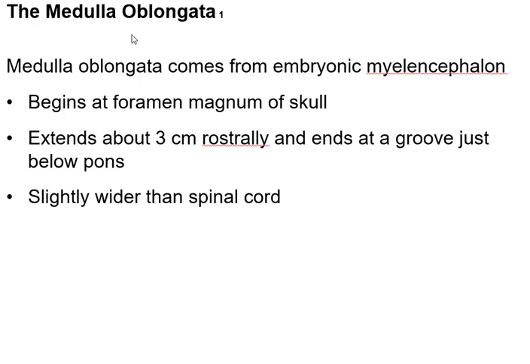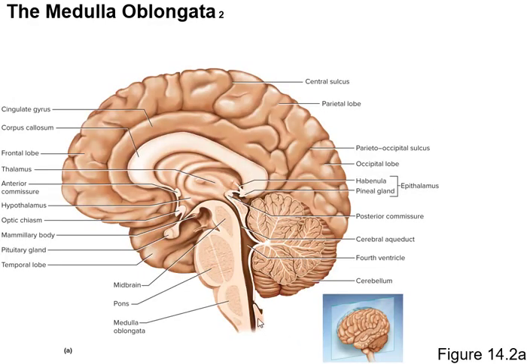The medulla oblongata, you are expected to know where that is. So if you remember the skull and you remember the big hole at the bottom called the foramen magnum, this is where the medulla oblongata begins. It extends rostrally and ends at a groove just below the pons. And it's a little bit wider than your spinal cord. Here's a picture showing the medulla oblongata. And if you see, it's continuous with the spinal cord. So this is wider, and then there's the spinal cord.